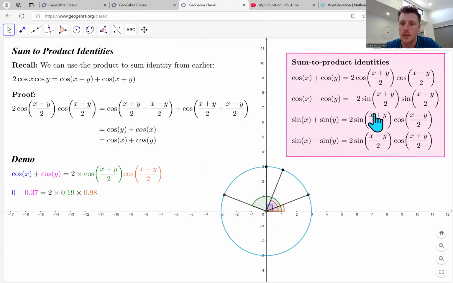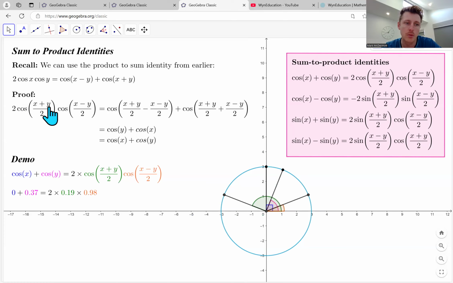To go the other way, these are the rules that turn out to be true. And so we're just going to look at this first one and see if we can show that this is true. So what we want to do is first recall the product to sum identity from before. So literally just the one we looked at. 2 multiplied by cos x cos y equals cos(x minus y) plus cos(x plus y).